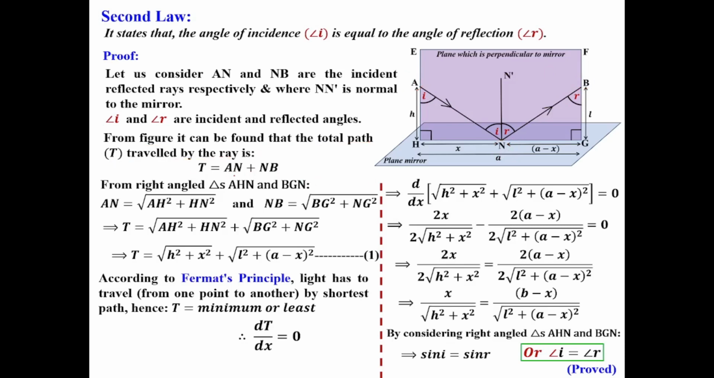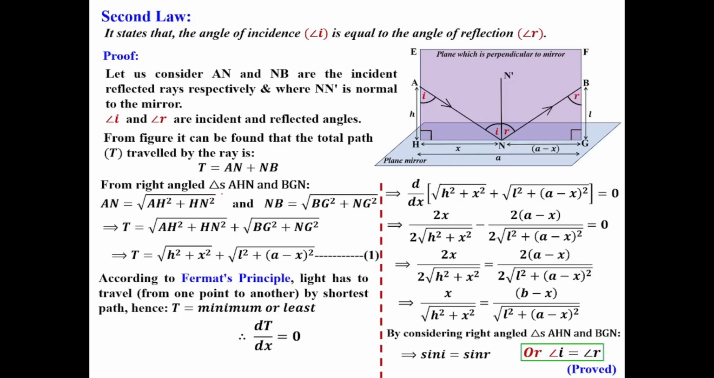Now we are going to calculate the AN and NB values from this figure. Consider this triangle AHN and triangle BGN. Both are right angle triangles. This is your right angle, this is your right angle. Imagine this is the plane, and on this plane another plane is perpendicular, like this. So obviously this angle will be 90 degrees, this angle will be 90 degrees.